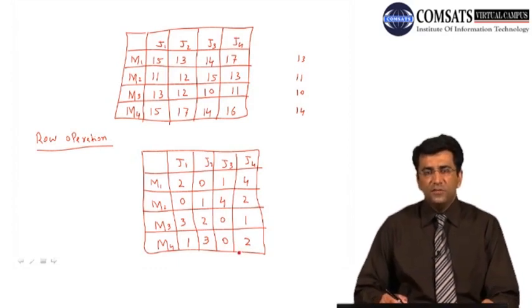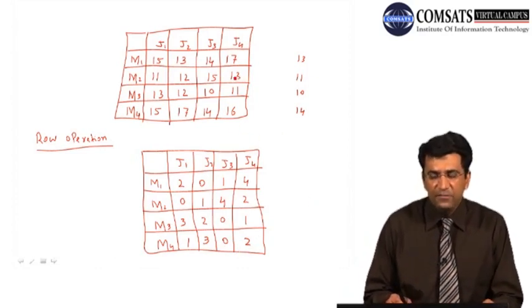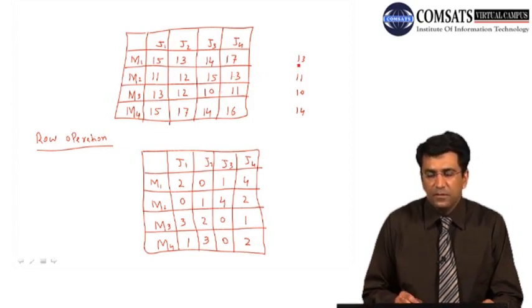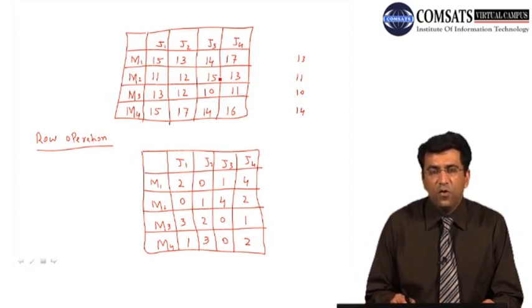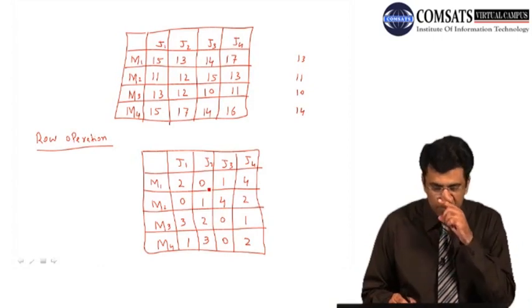So class, we have just followed the first step of the Hungarian method. What we did, we found the minimum value out of each row, and then we subtracted this minimum row value from all the values of the respective rows. So we have this particular table.